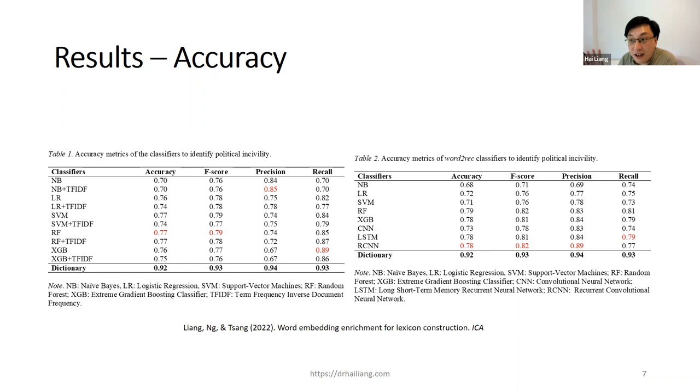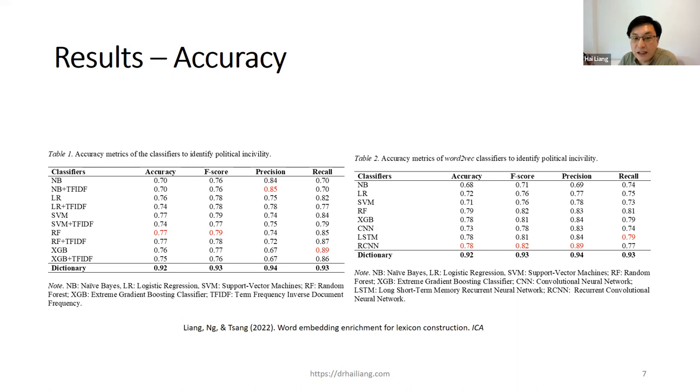94% of what we classified as uncivil using our machine is indeed uncivil. The recall means that 93% of the uncivil comments in the validation data have been classified into uncivil by our model. Okay, this is recall.